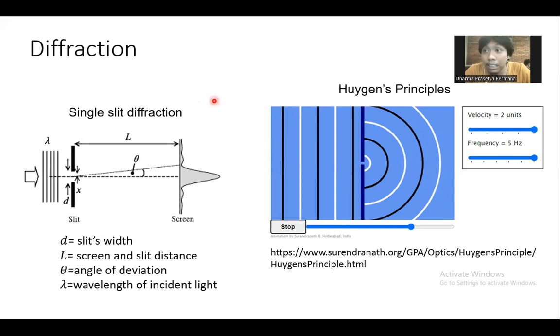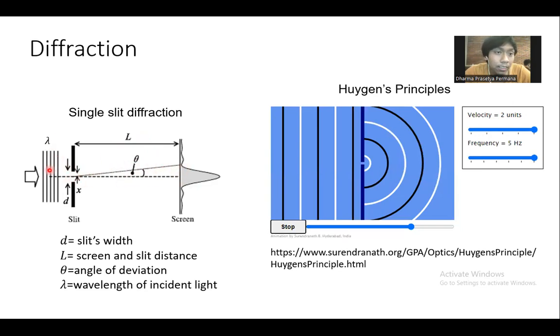About the diffraction part, the simple setup is the single slit diffraction, so that we have this kind of slit with the width of the slit d here, and then we have a screen, and then the slit and the screen are spaced with length L here. L is the spacing distance between the slit and the screen.